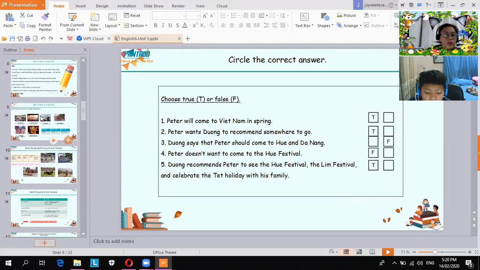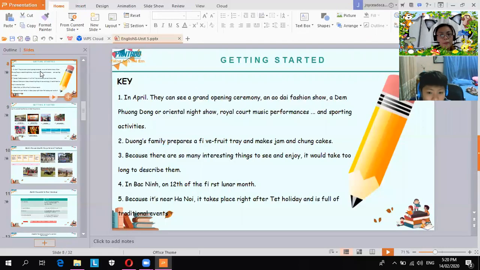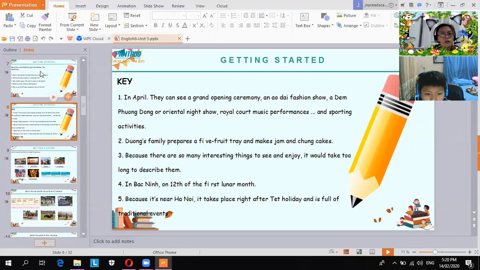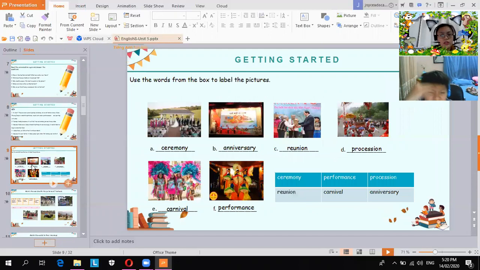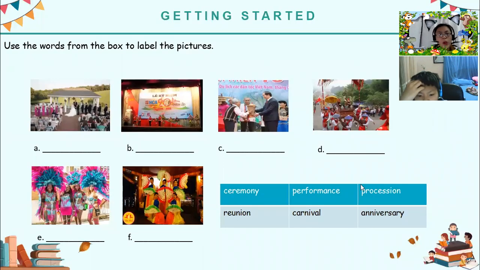Where did we stop? We are finished with these things, right? Are we finished with this one? Not yet. Okay, not yet. So let's have this activity. Use the words from the box to label the pictures or to name the pictures.